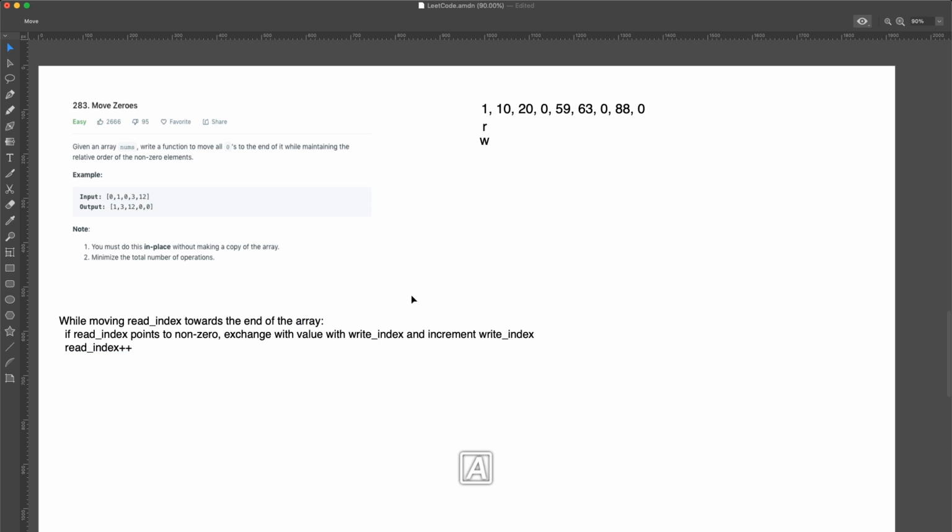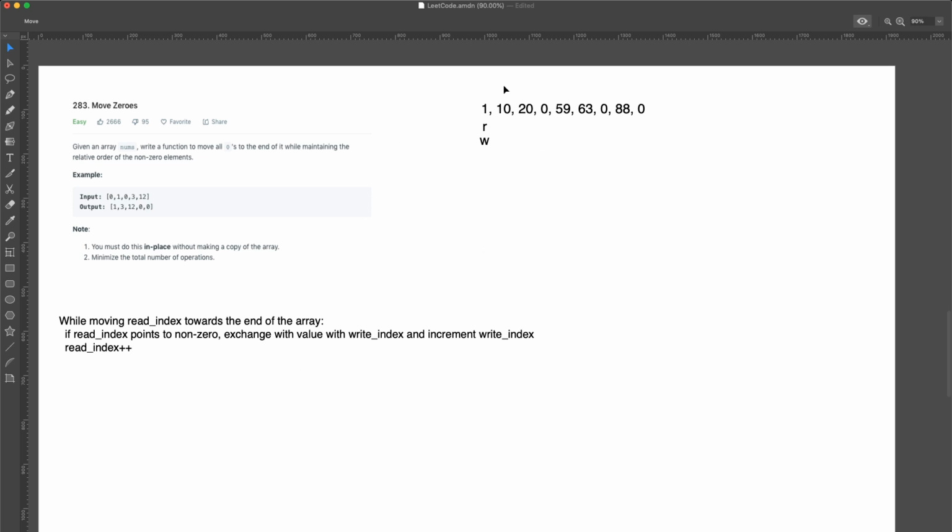We will have two pointers, write index and read index. We will keep moving the read index to the end. Whenever the read index encounters a non-zero value, we exchange it with the write index and then increment the write index. And then the read index will keep moving forward. The purpose of the read index is to find non-zero values and exchange them with the write index.